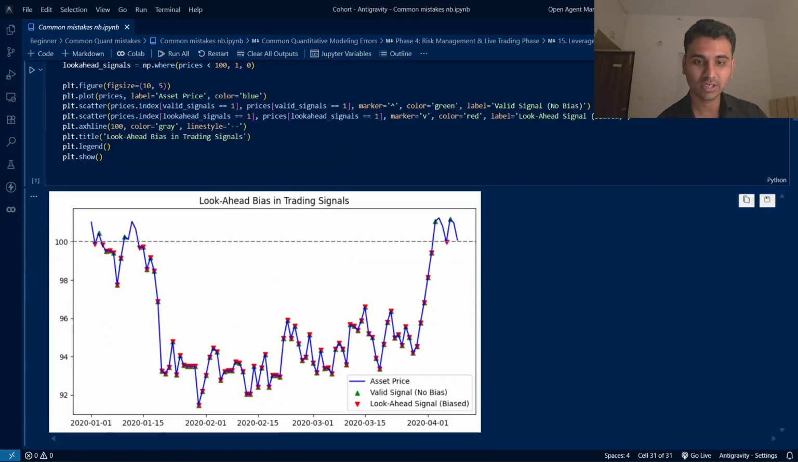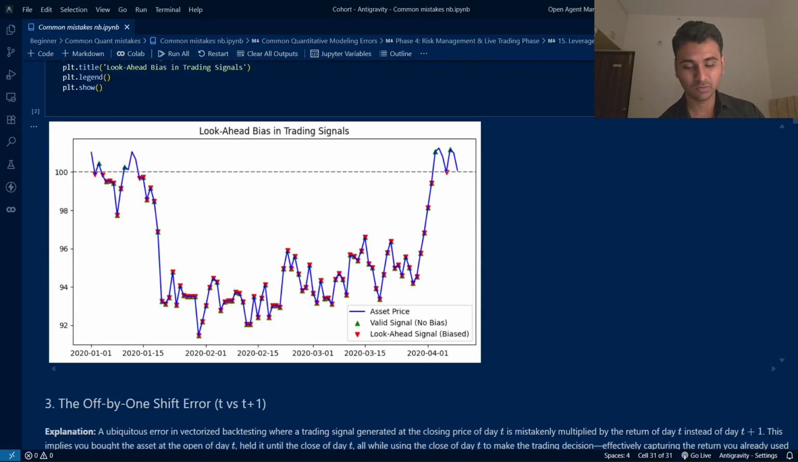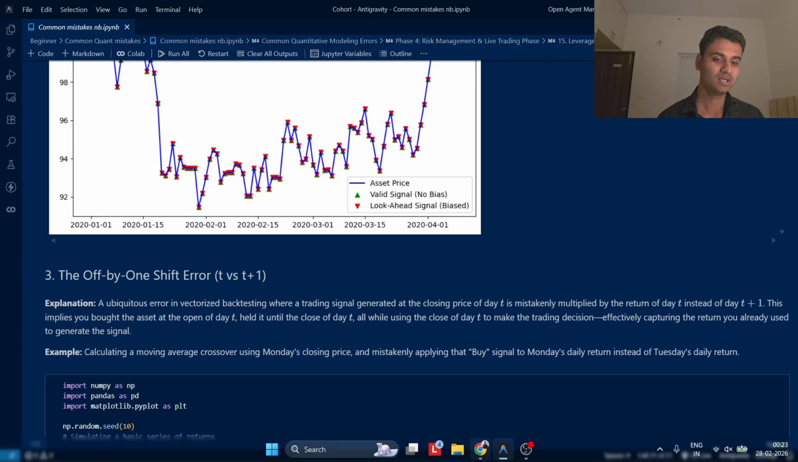Look ahead bias in trading signals is very common; you might forget to check for this, you might not audit for this. But let's go into more detail of look ahead bias. The most ubiquitous error in vectorized backtesting is this.